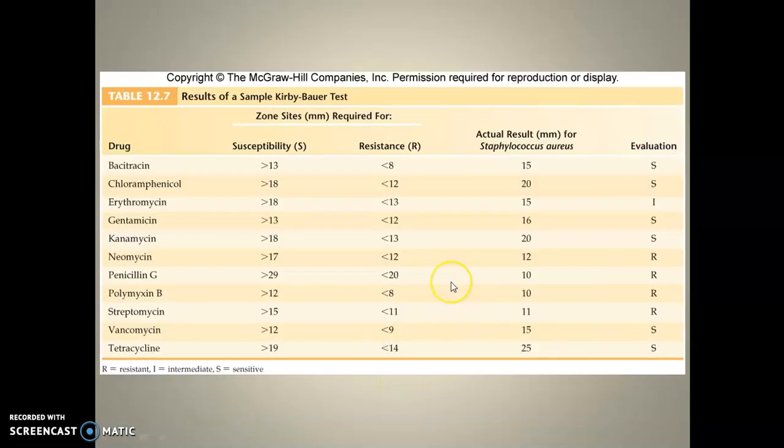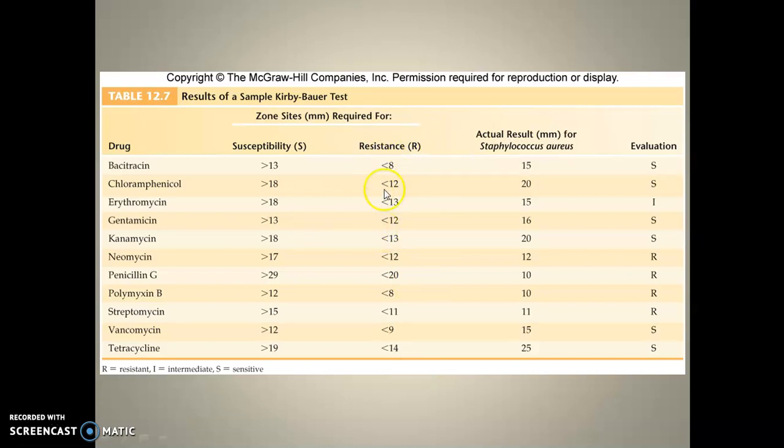All right, so the table that you have in your lab manual looks a little bit different than this, but it's conceptually the same. We have the type of drug, and then we have the sizes of the zones and what that necessarily indicates. So if it's greater than 13, 18, 18, 13, right? These sizes, that full diameter has to be greater than that for that organism to be susceptible. If it's less than that, it's said to be resistant, and then in between, they're intermediate.